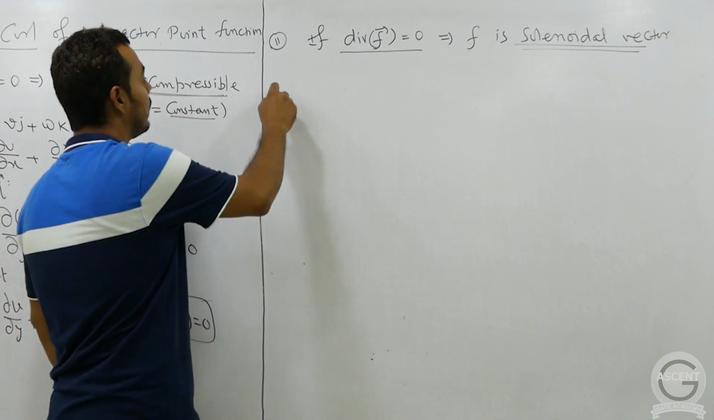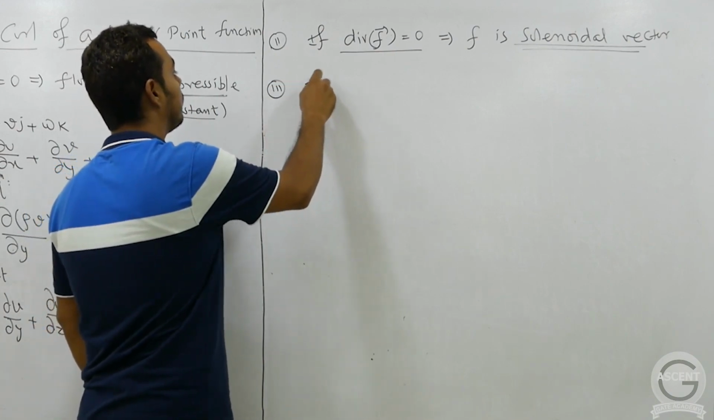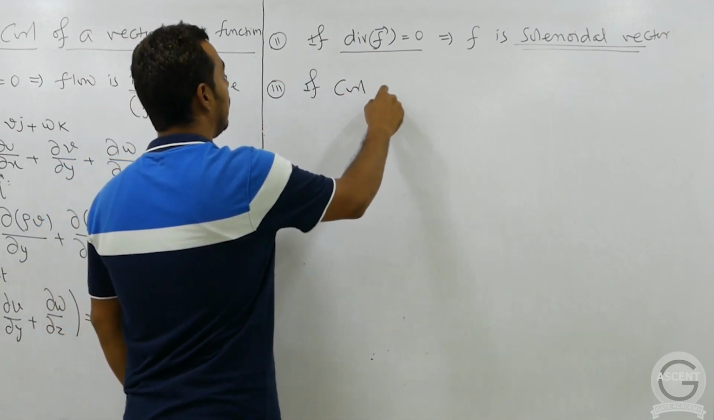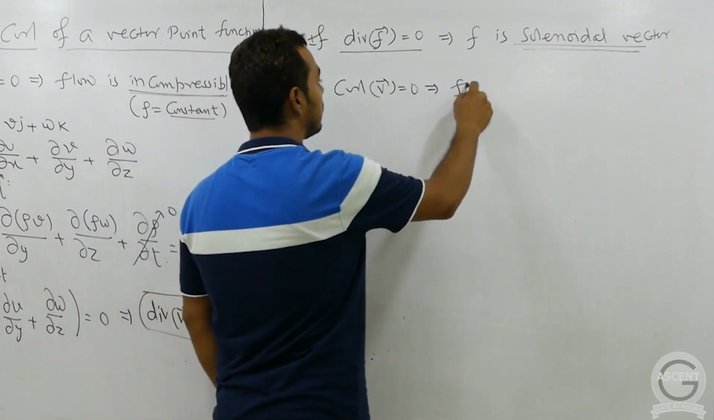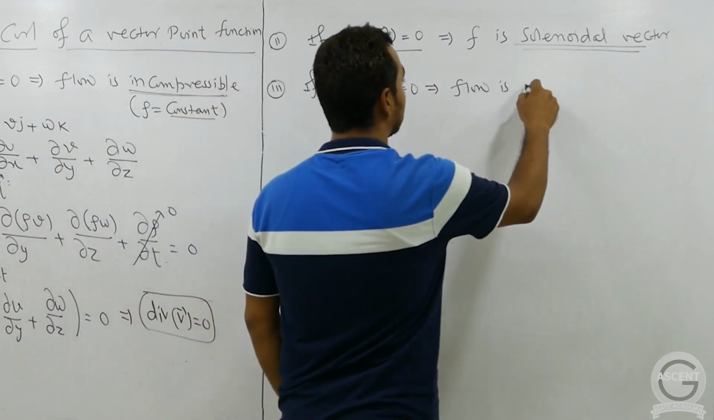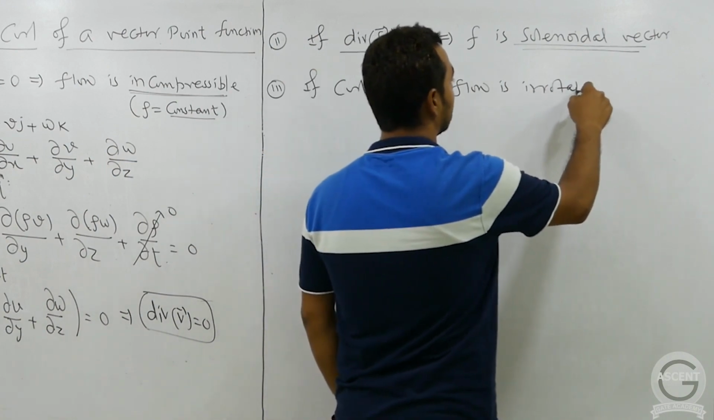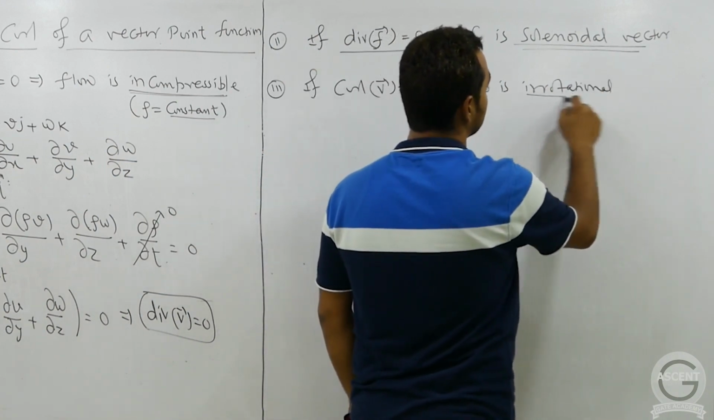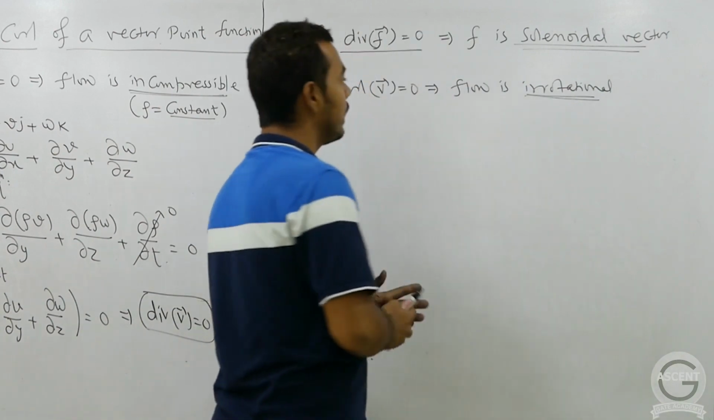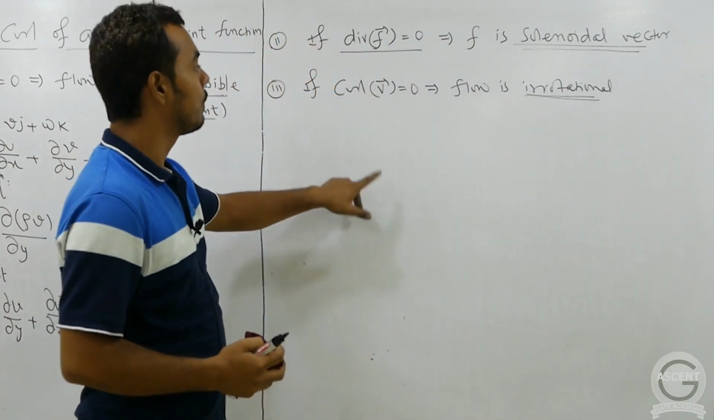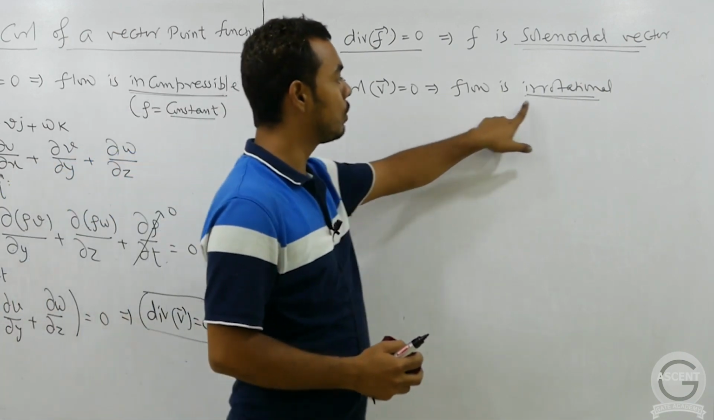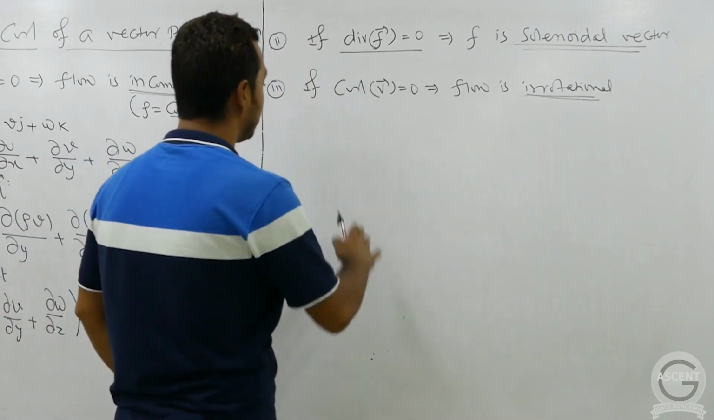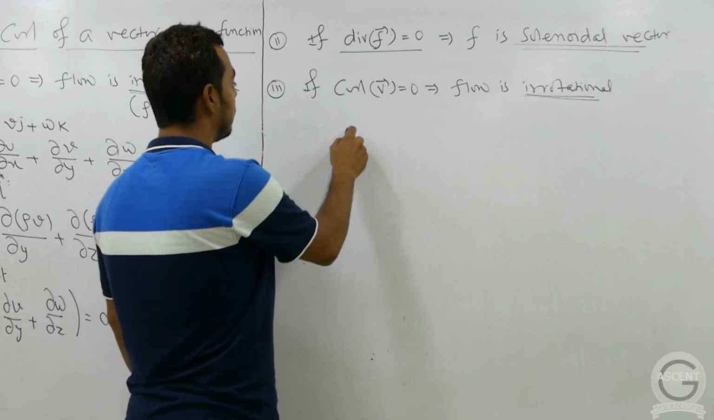Now the third point is, if curl of v is 0, this implies flow is irrotational. We'll see the meaning of this irrotational flow. So curl is related with rotation. Now if curl is 0, then it means there is no rotation, and it means the flow is irrotational flow. Now let me explain what is the meaning of this irrotational flow.